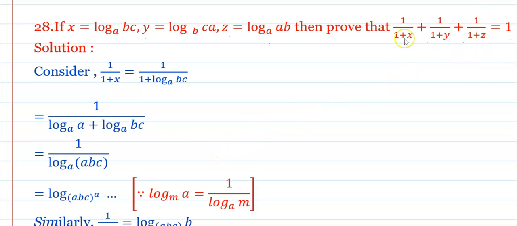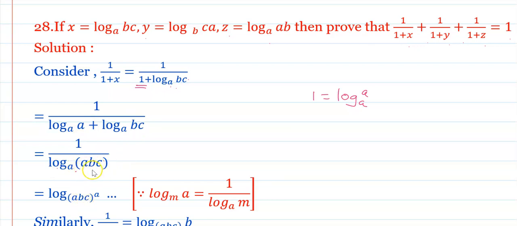So we first find the value of 1 upon 1 plus x. But what is x? x is log of BC to the base A. And again, this 1, which is very important, can be written as log of A to the base A, because the base is A, and we have to write it in that form. Now here there are two logs being added, and both have the same base. Therefore it becomes log of the product of A and BC, so 1 upon log of ABC to the base A.